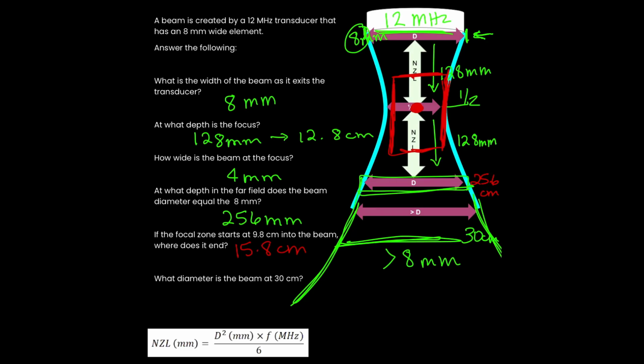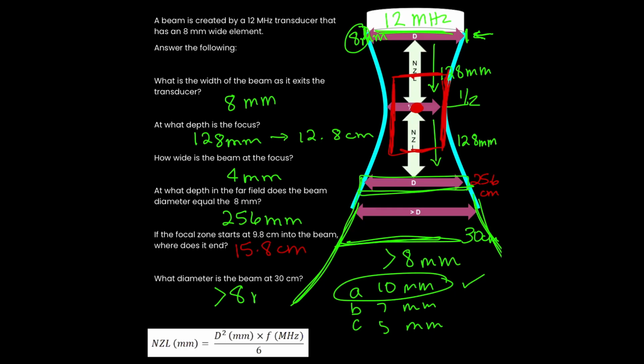As I had mentioned when I was walking you through everything, if we were to do this as a test question, maybe answer A would be 10 millimeters, 7 millimeters, and 5 millimeters. By logical reasoning, if we know that anything past 2 near zone lengths has to be more than the diameter, then the only one that fits is our 10 millimeter option. So A would be the correct answer for that one. So either choose greater than the diameter if we're more than 2 near zone lengths away, or choose the numerical value that is over the diameter of the crystal.